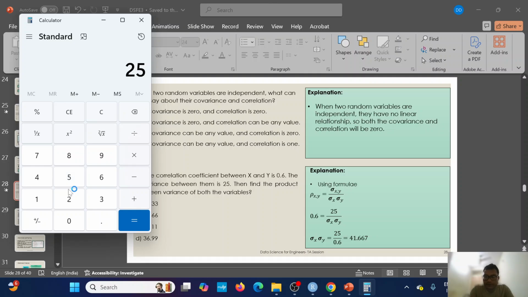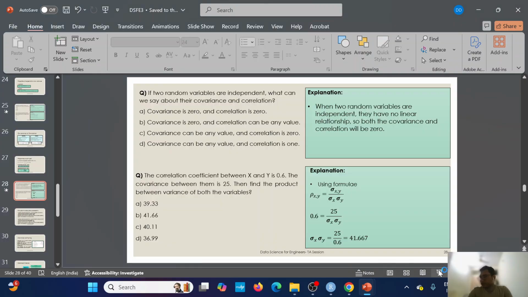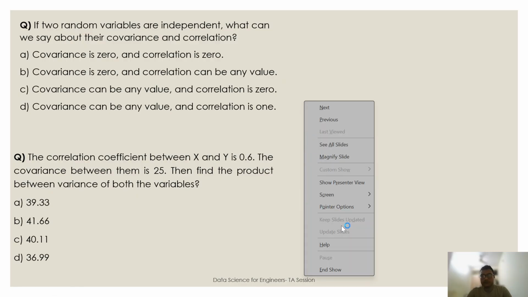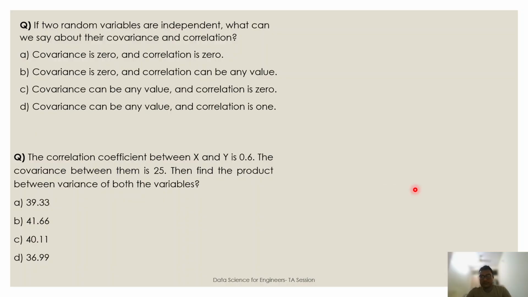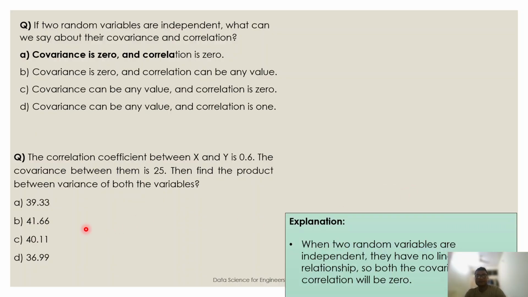25 divided by 0.6. Yeah, it's 41.6. So yeah, my answer is correct. I thought I had made a mistake because both of you gave the D answer. So the correct answer here is D.